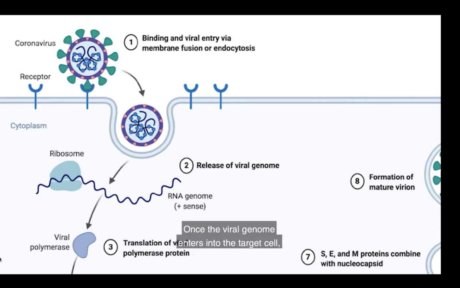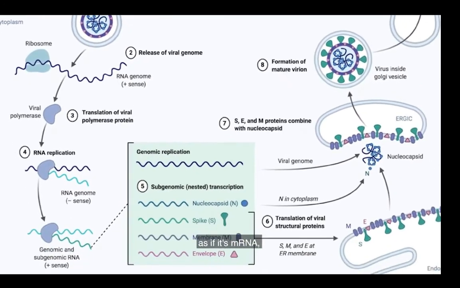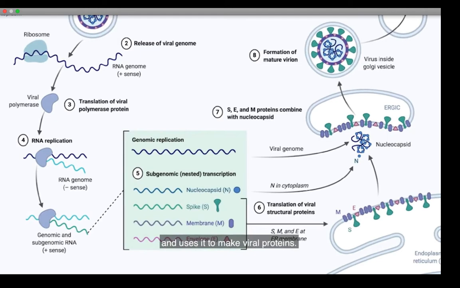Once the viral genome enters the target cell, it can initiate an infection. Because the viral genome is a positive sense RNA strand, to the host cell this looks like messenger RNA, or the messages which DNA uses to tell our cells how to make protein. So the host cell actually uses this viral RNA as if it's mRNA and uses it to make viral proteins. In essence, the host cell is tricked into making viral proteins to help this foreign invader.